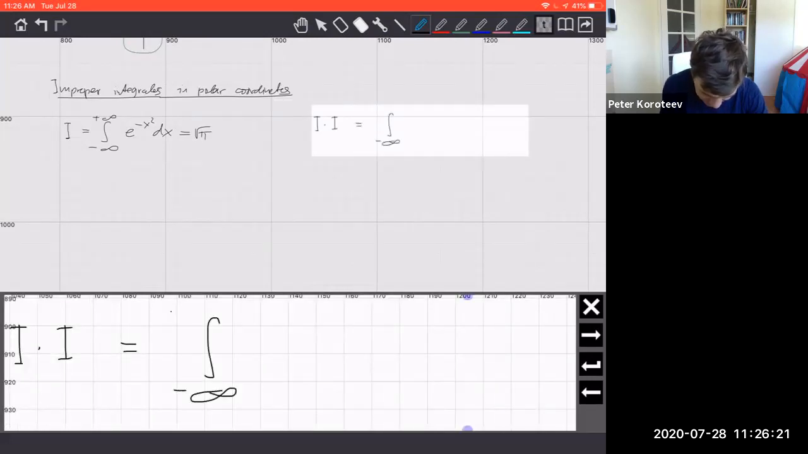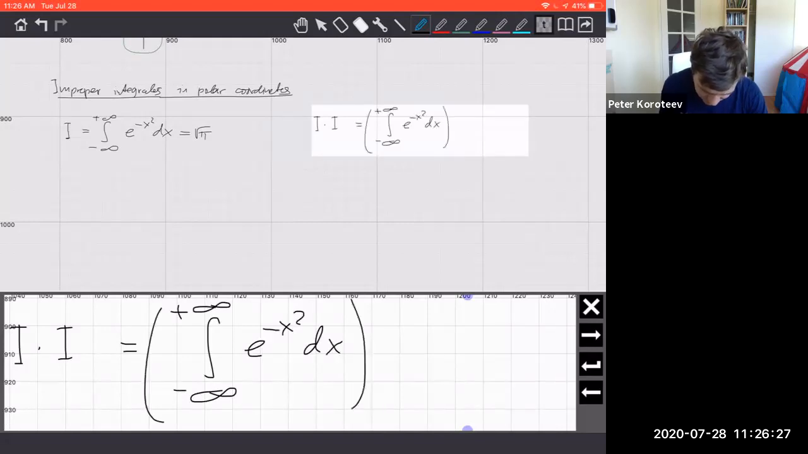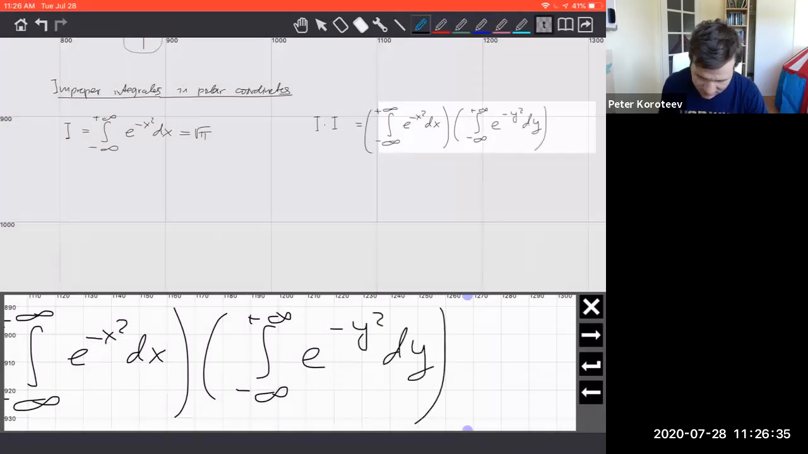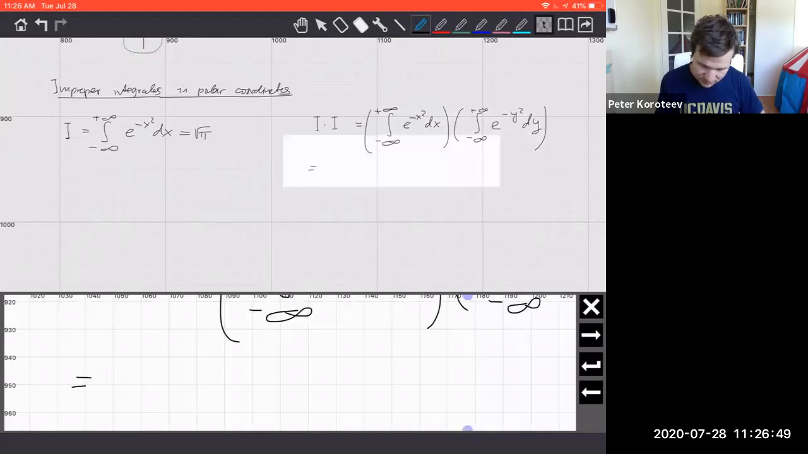So it will be the integral from minus infinity to plus infinity of e to the minus x squared dx, and then we'll multiply it by itself. Well, now we have to introduce a different variable, because x and y here are independent. Now, remember what I told you about iterated integrals. Yesterday we went in different directions. If we have a double integral of a function of two variables, and the integrand factorizes into a product of functions, then we can factorize the integrals.